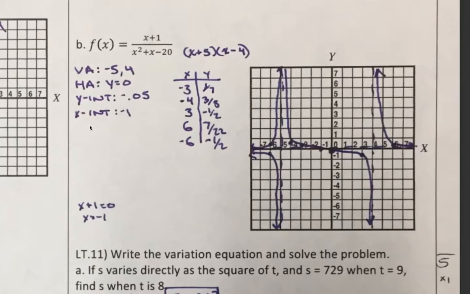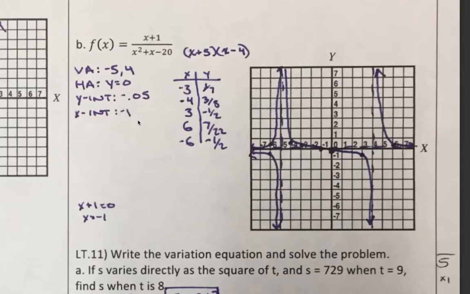Step number 5 is seeing if it crosses your x-axis or your horizontal asymptote. So I could do that by just setting this whole thing equal to 0 and then solving. And of course, when I do that, I do get an answer. So clearly this one crosses the horizontal asymptote or the x-axis. And I get that here at -1, which makes sense since that was my x-intercept.